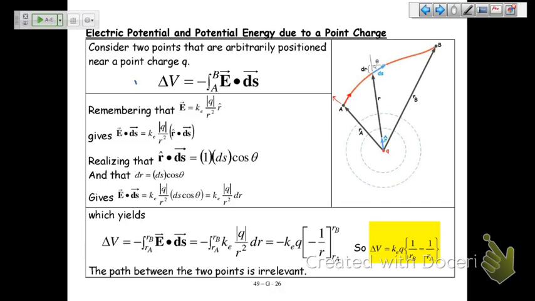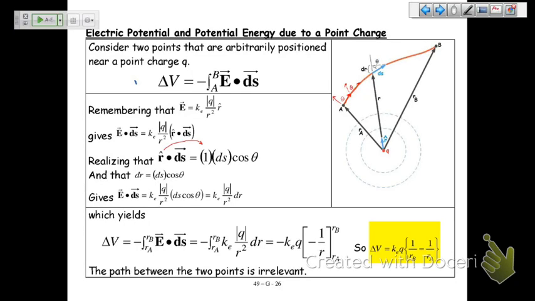Unit vectors have a magnitude of 1, so I can say its magnitude will be 1 times the magnitude of ds, that's how long this little line ds is, times the cosine of the angle between those two. And that angle is going to change for different steps in this journey, so the cosine is not going to be a constant.